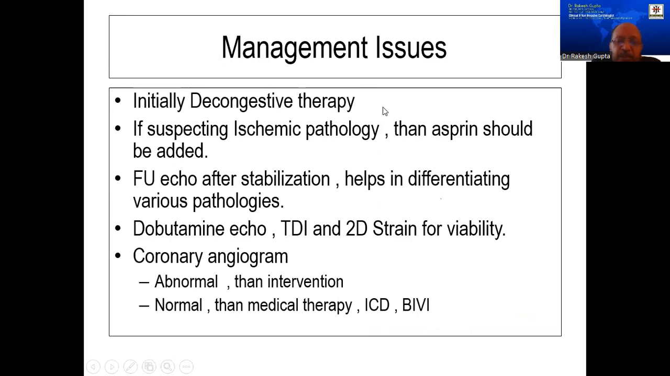If we suspect ischemic pathology, obviously aspirin should be added to the treatment. And once these patients stabilize, we can investigate the various pathologies. We can do dobutamine echo, tissue Doppler imaging, or two-dimensional strain for viability, or we take the patient directly on stabilization. What do you mean by stabilization? Decongest them so that they become a little better from grade 2 or grade 3 NYHA dyspnea, and then take them for a coronary angiogram. And if it's normal, obviously we look for medical therapy, ICD or biventricular pacemaker implantation.